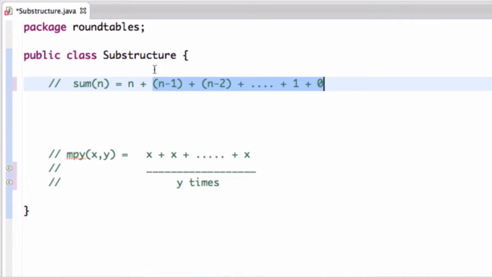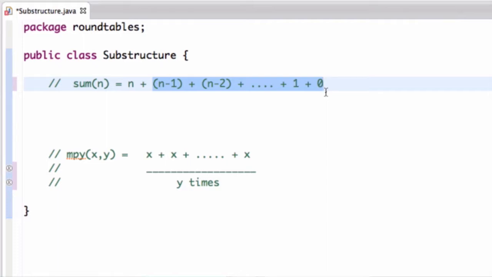And in terms of, so n is the first thing that pops out if I say sum of n, right? If I say sum of dog, dog would be the first thing to pop out, right? So this right-hand side here, n minus 1 plus n minus 2 and so on, what would I put into sum to get this highlighted portion to spit out? It would be sum of n minus 1.